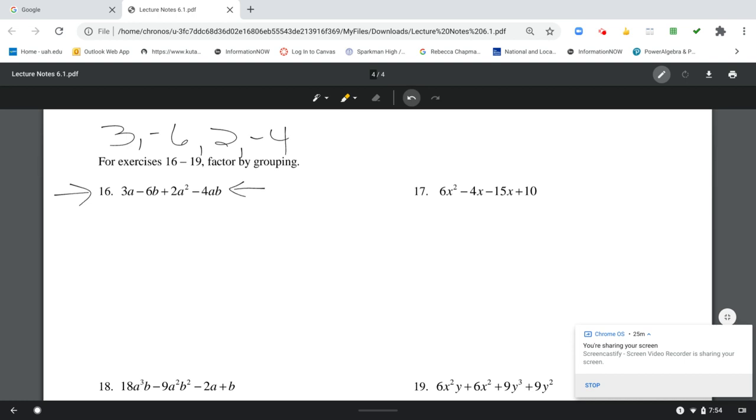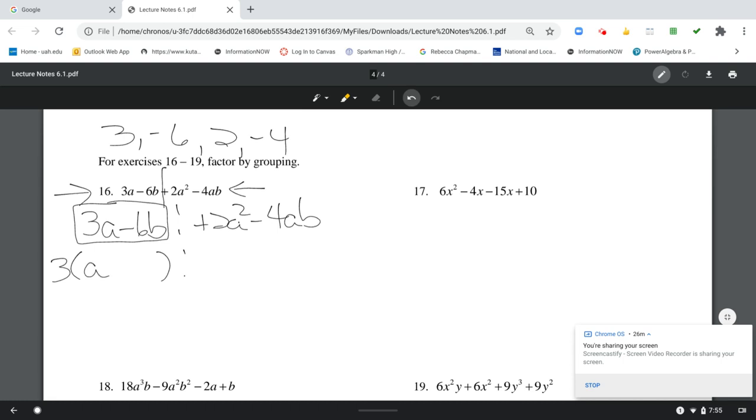So now what we're going to do is split this down the middle. So I'm going to look at 3A minus 6B, and I'm going to look at positive 2A squared minus 4AB. And I'm going to take out the greatest common factor for each set of numbers. So in the first group, the greatest common factor is a 3. They have no variables in common, so I'm going to put a reduced binomial back. 3 divided by 3 is 1, so that's 1A. -6 divided by 3 would become -2 and bring along the B.